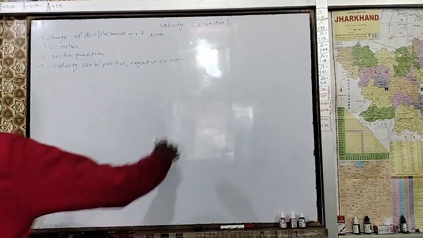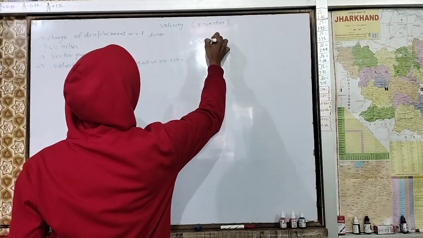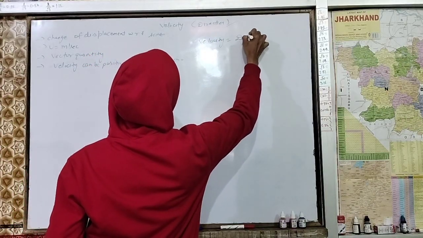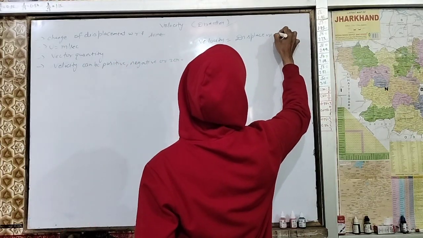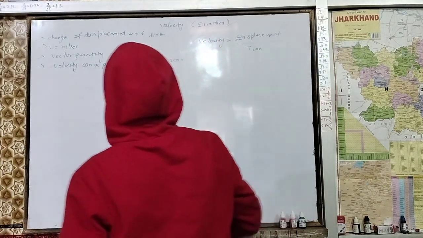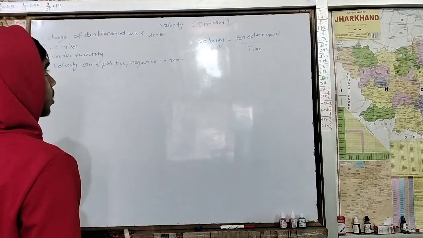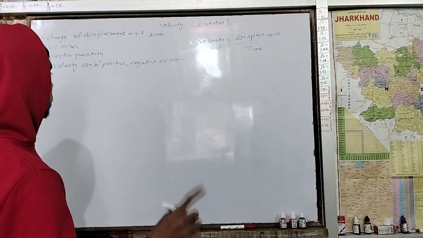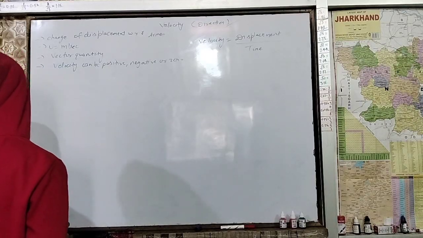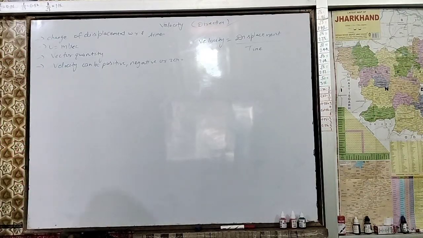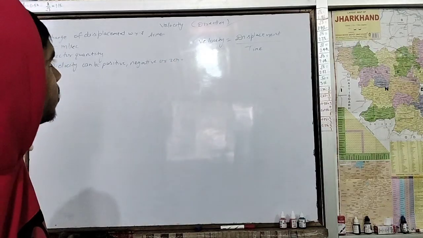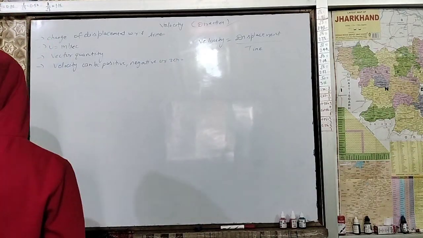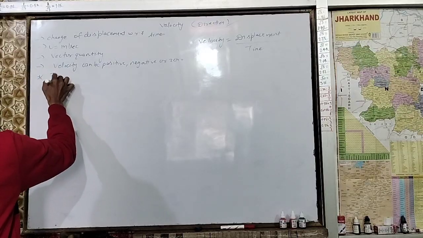So the formula will become nothing but velocity equal to displacement upon time. Clear? But when it comes to total velocity, we will take total displacement and total time. So here we have seen the definition of velocity with unit, as well as the velocity formula. Now let's see types of velocity.